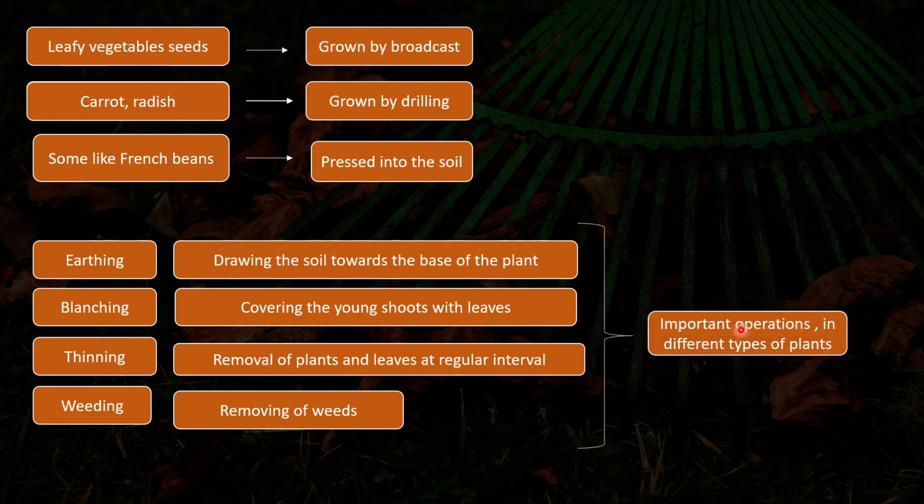So these are some of the important operations in different types of plants, right? And these are some operations that you often need to carry out when you are doing gardening.